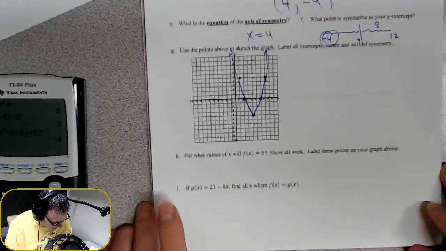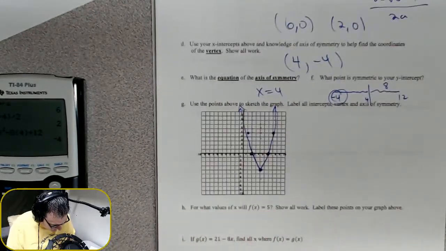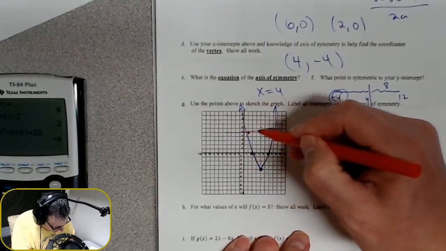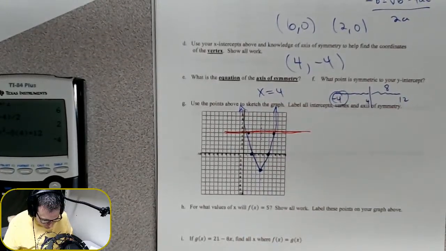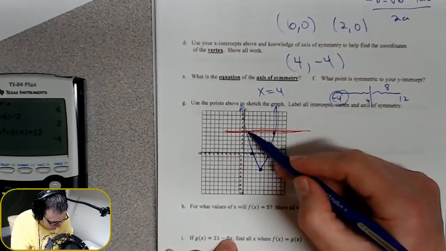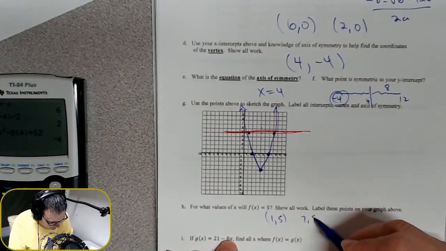Let's finish it off. For what value will there be a 5? All right, me personally, there's 5. There's y equals 5. Notice it's not saying x equals 5. Y equals 5. And what's that value? 1 comma 5 and 7 comma 5.